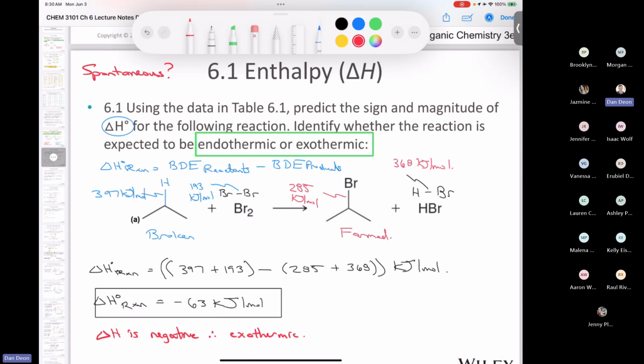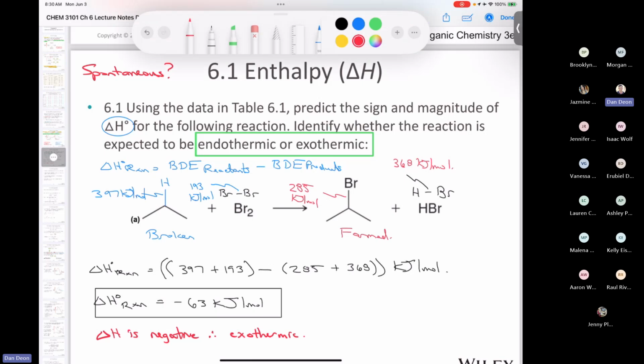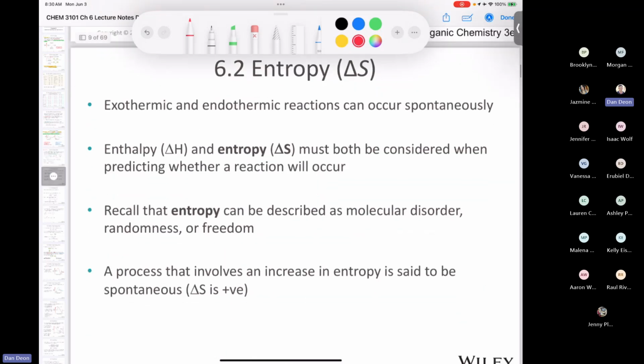However, you should remember, and if you don't, I'll review it with you right now, from General Chemistry 1 and 2, that enthalpy is not the ultimate deciding factor as to whether a reaction will be spontaneous or not. The ultimate deciding factor as to whether a reaction is going to be spontaneous is actually entropy. And if you don't remember entropy, let's review it. So entropy is S, so changes in entropy would be delta S. And it says here that yes, exothermic and endothermic reactions can both happen spontaneously.